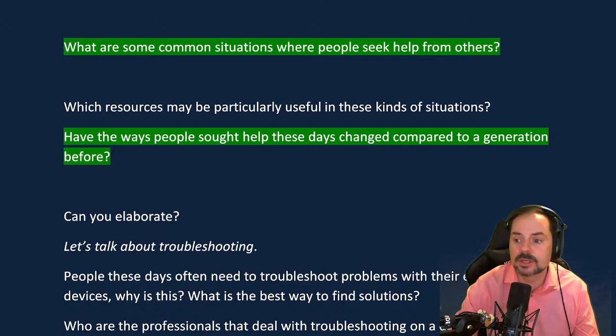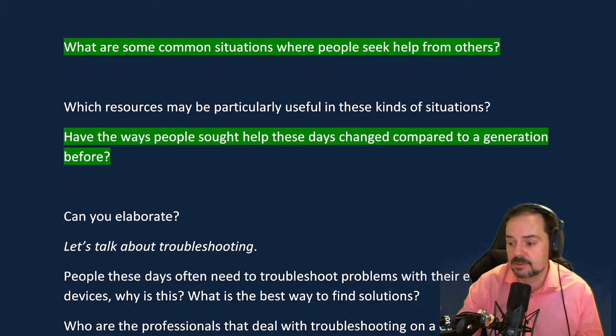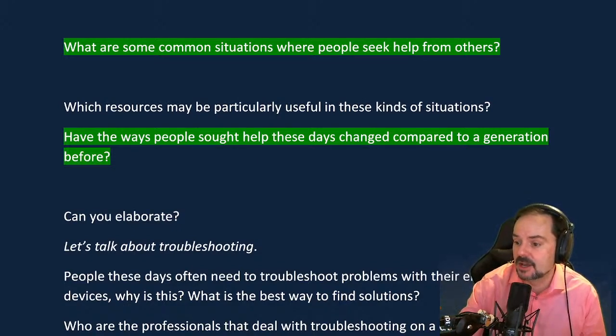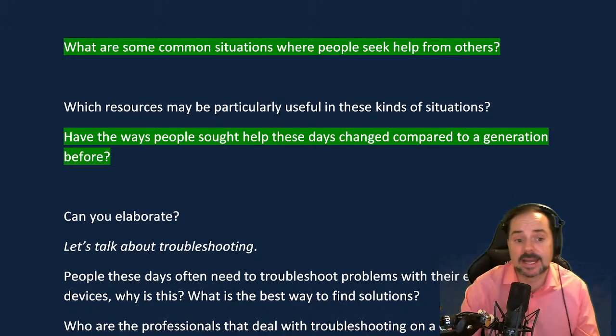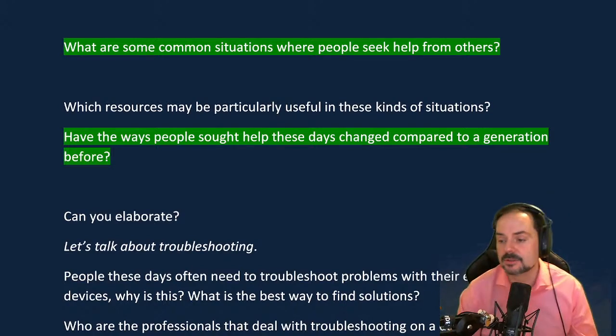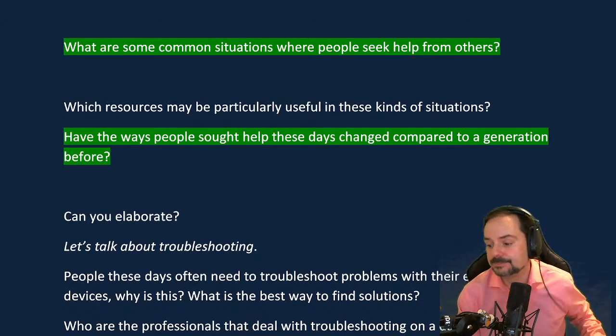Okay, so again, we're looking for what we've been practicing with Harwinder and Carolina. Oh, by the way, everybody should give a nice applause to Carolina, and I see Amu and Paulo and Mruga congratulating Carolina. So thank you for that. Yeah, she deserves that praise. Absolutely. Okay, everyone, so let's try this one more question here. Have the ways people sought help these days changed compared to a generation before?